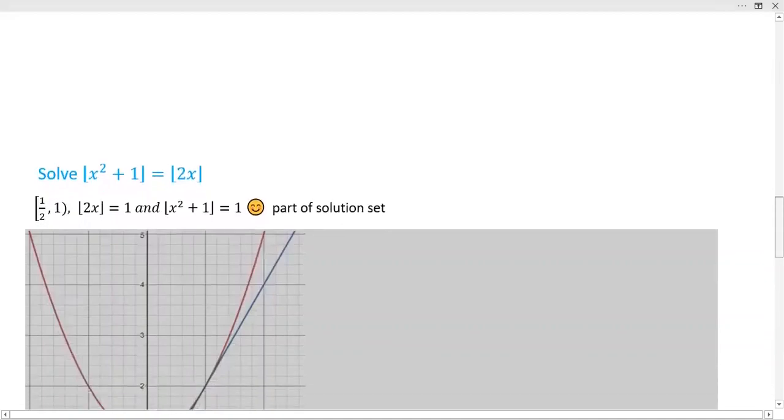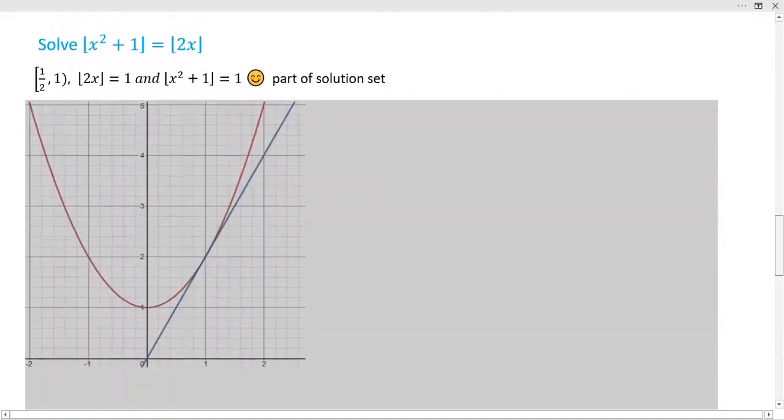Okay. Now right here, this one's fairly straightforward also. We already know what happens from 0 to 1/2. Now we have bracket 1/2 to 1. And it's clear that both of these functions have a floor of 1 in that interval from 1/2 to 1.